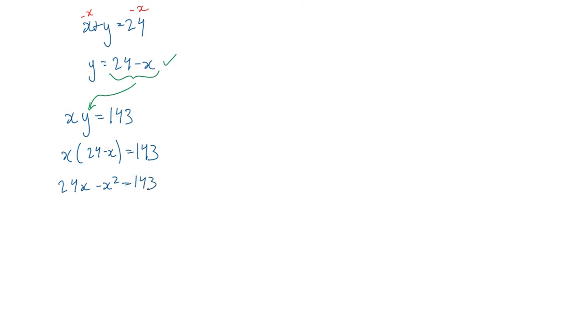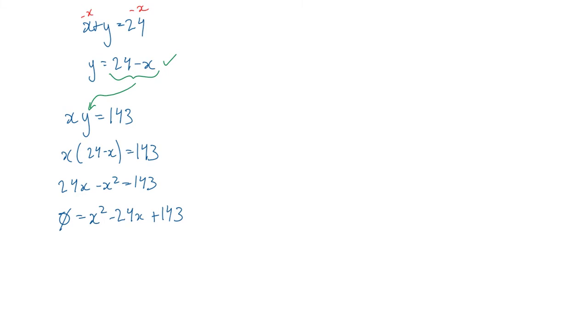And I'm going to move everything to one side or the other. I'm going to choose to move everything to the right to get the x term positive. So I end up with 0 equals x squared minus 24x plus 143. And if you remember, it's a lot easier to factor with a positive x squared term, okay?